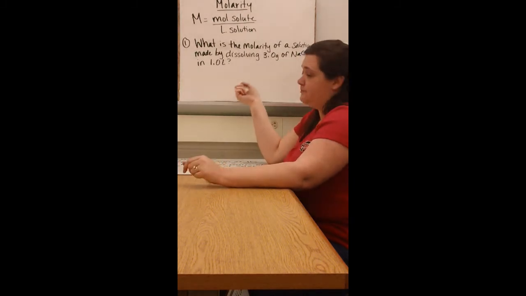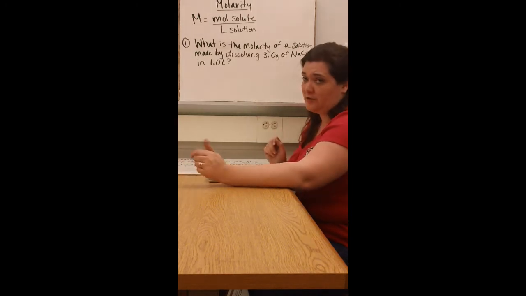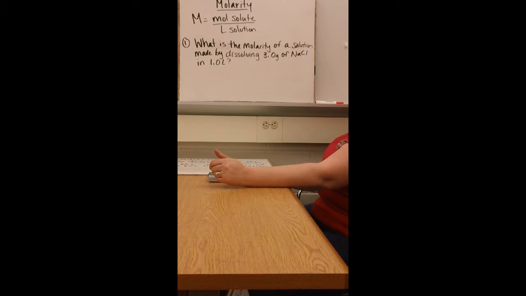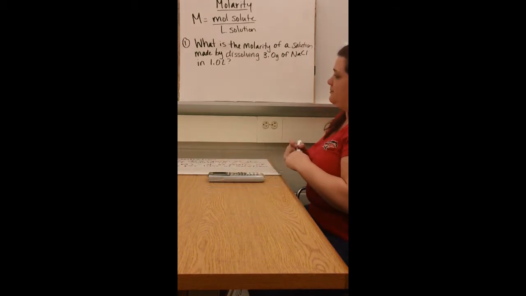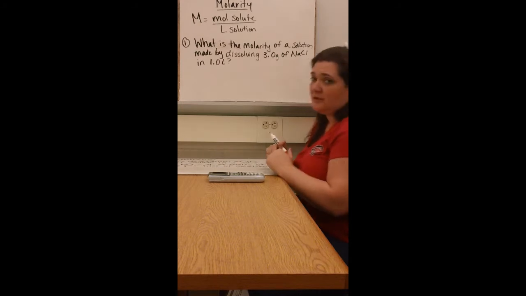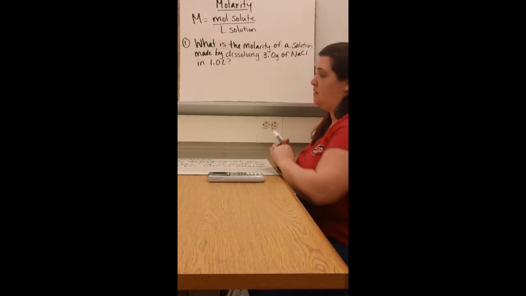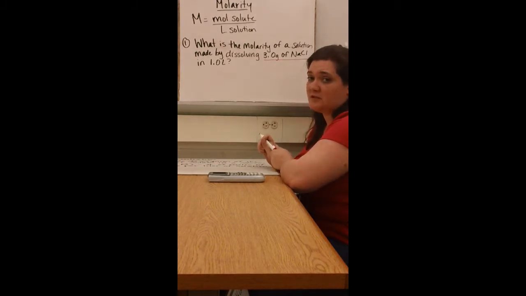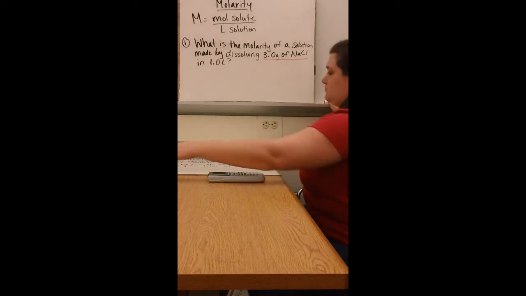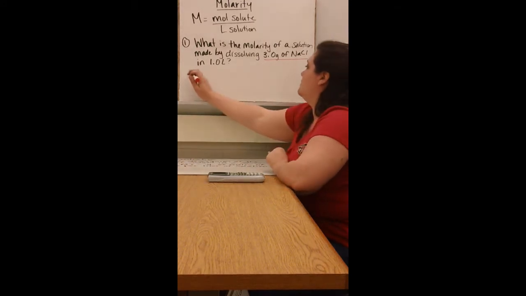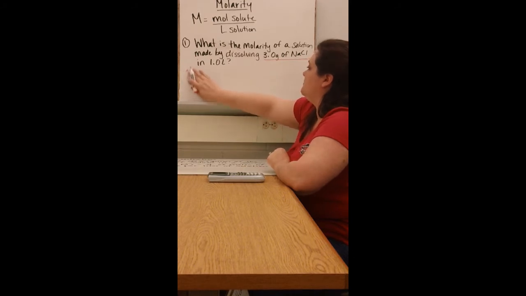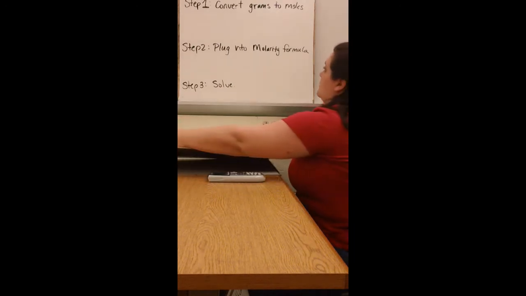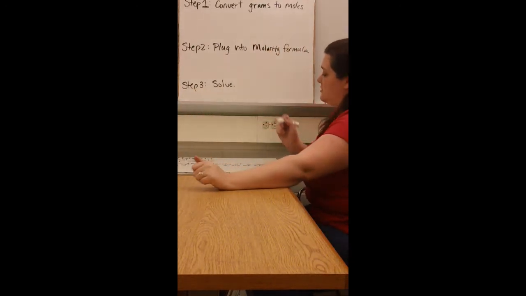So let's look at the problem. Number 1. This is in your notes packet. What is the molarity of a solution made by dissolving 3 grams of sodium chloride in 1 liter? According to the equation, we have to have moles of our solute. Our solute is sodium chloride, but we have grams. So we must first convert the grams to moles. Step 1 is convert our grams to moles.